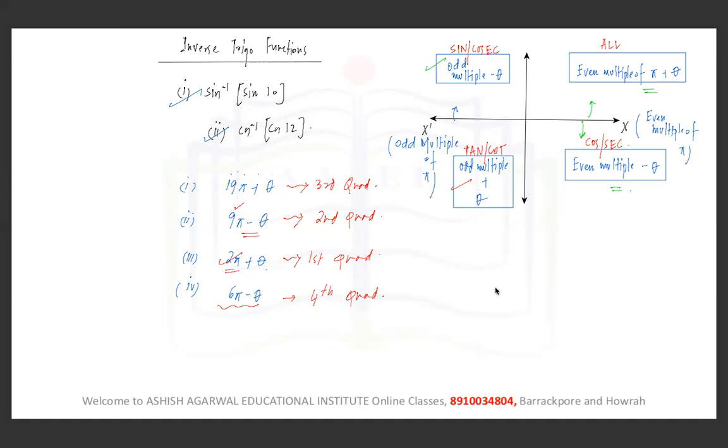Having said this, we will add one more point here, a kind of star mark point: if any angle is expressed in the form of n pi plus or minus theta, where n belongs to integers, then the trigonometric ratio does not change.